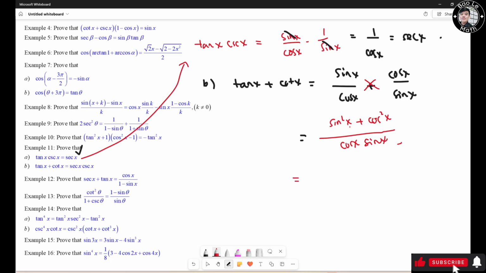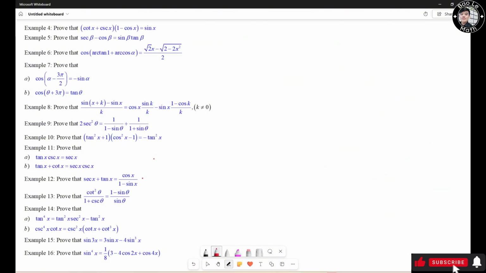Alright, so this guy turns out to be 1 over cosine s times sine s, right? Because sine square s plus cosine square of s equals 1, right? So this one can be written as 1 over cosine s times 1 over sine s, right? 1 over cosine, which means secant s, right? 1 over sine s, which means cosecant s, right? So this one has been proved. Now let's take a look at example number 12.